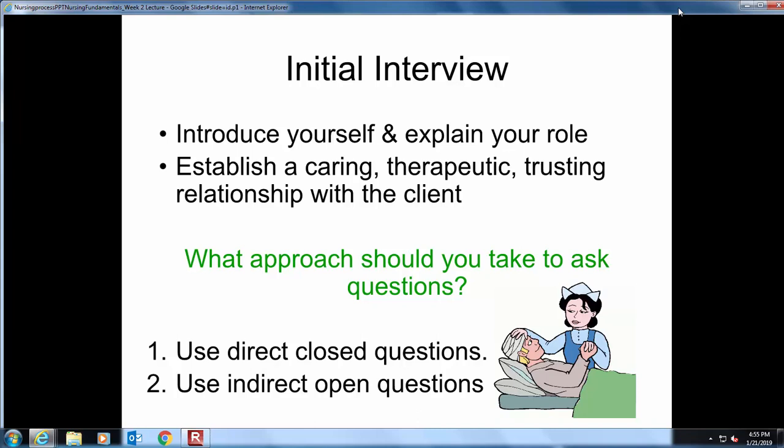Direct, closed-ended questions such as, "Are you having pain?" allow for a focused, quick assessment. They're to the point. Indirect, open-ended questions such as, "Tell me about how that made you feel," give the patient opportunity to explore their feelings and explain what they need to tell you.